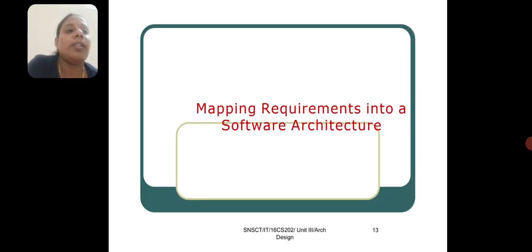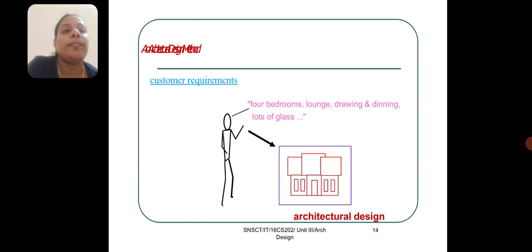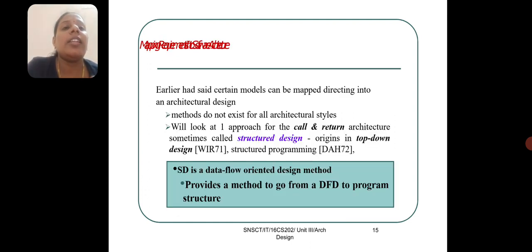So, mapping requirements into a software architecture. Customer requirements: as said earlier, certain models can be mapped directly into an architectural design. Methods do not exist for all architectural styles. We'll look at an approach for the call and return architecture, sometimes called structured design.